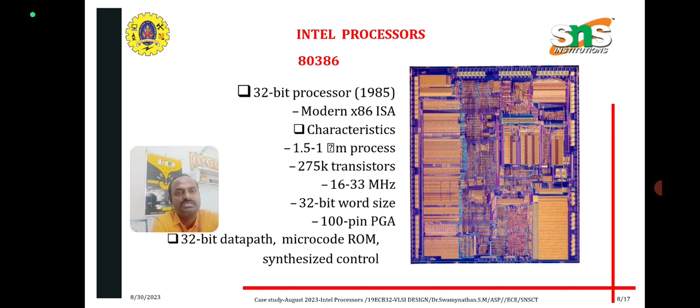And next we will discuss the 386. It is a 32-bit processor founded in 1985, with the modern x86 characteristics. It is based on a 1.5 to 1 micrometer process, and 275,000 transistors are formed together to build the 80386, 16 to 33 megahertz is used, and 32-bit word size is created, and a 100-pin PGA is used, with a 32-bit data path and ROM, and synthesis control is used. So this is the 80386.